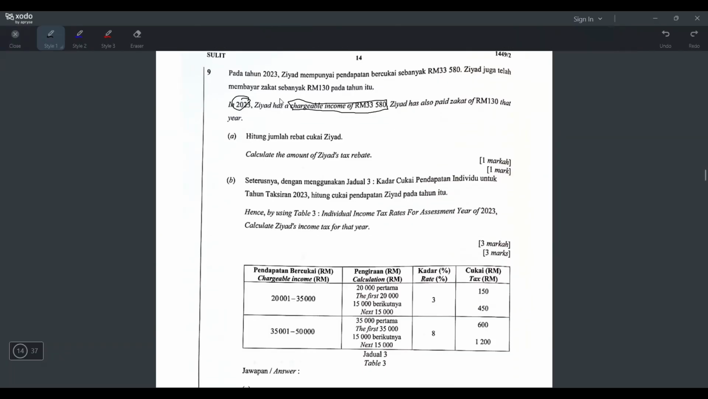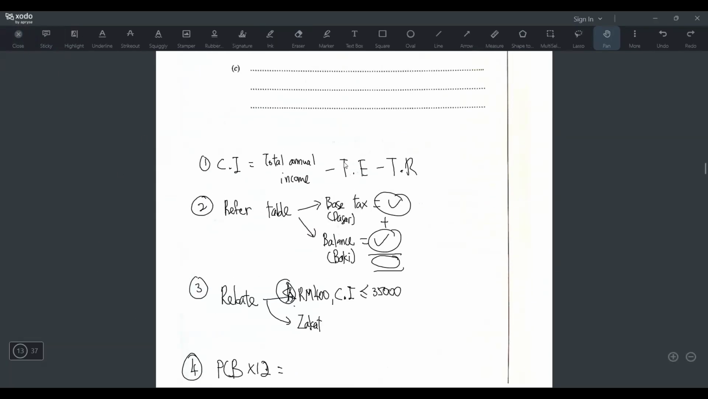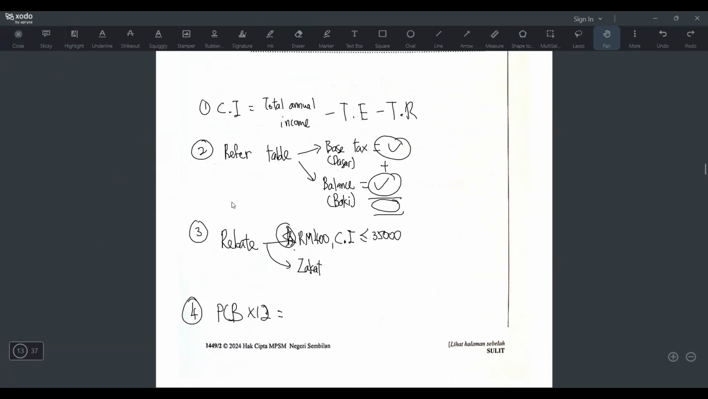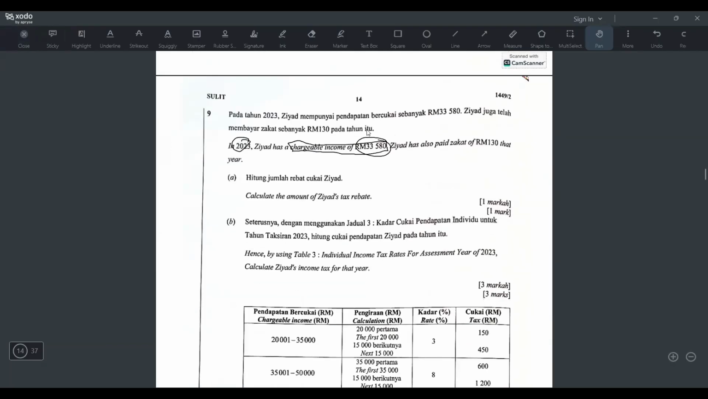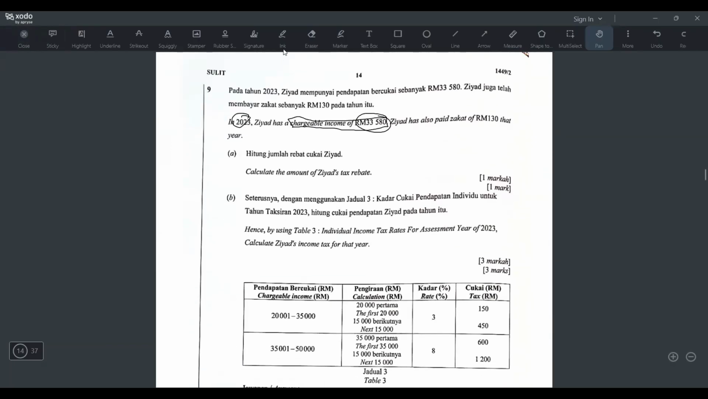So they said chargeable income is 33580. That means we don't have to minus the tax exemption and tax relief already. They already minus for us. Okay, the 33580 is already the chargeable income, the CI. So this one already minus all the relief, all the exemption. Ziad has also paid zakat 130. Okay, you don't go and take 33580 minus 130. Weak students, they will do it like this. They will take this one minus this one. No, no, no, no, no.